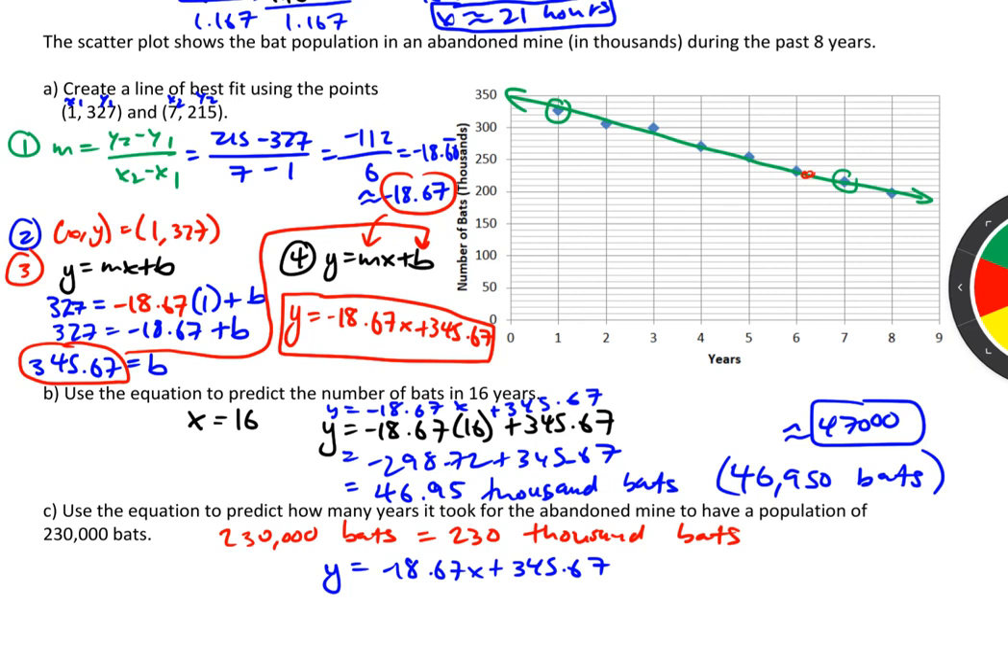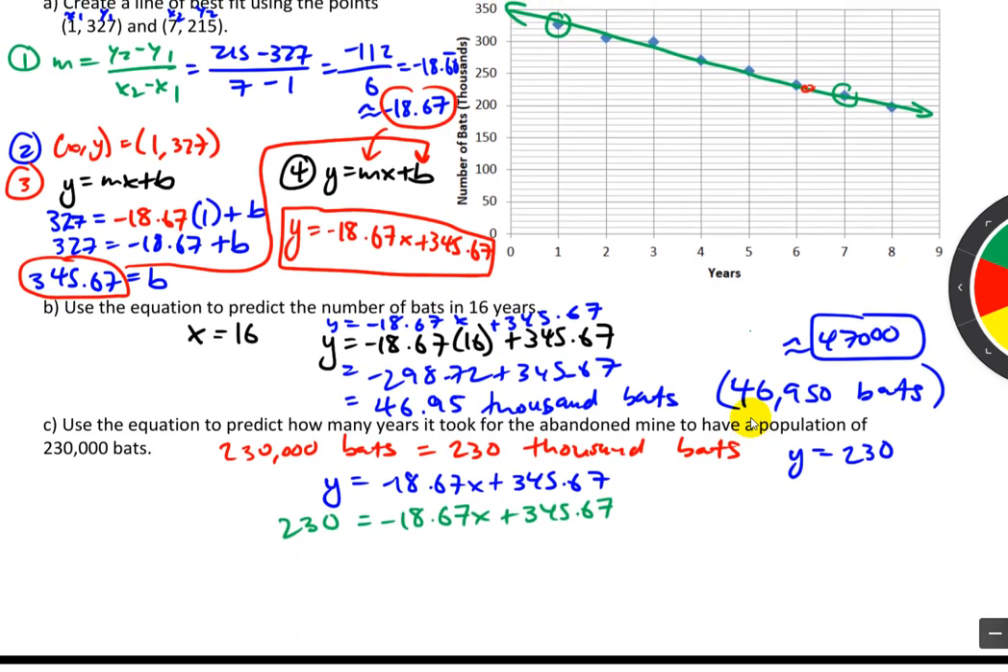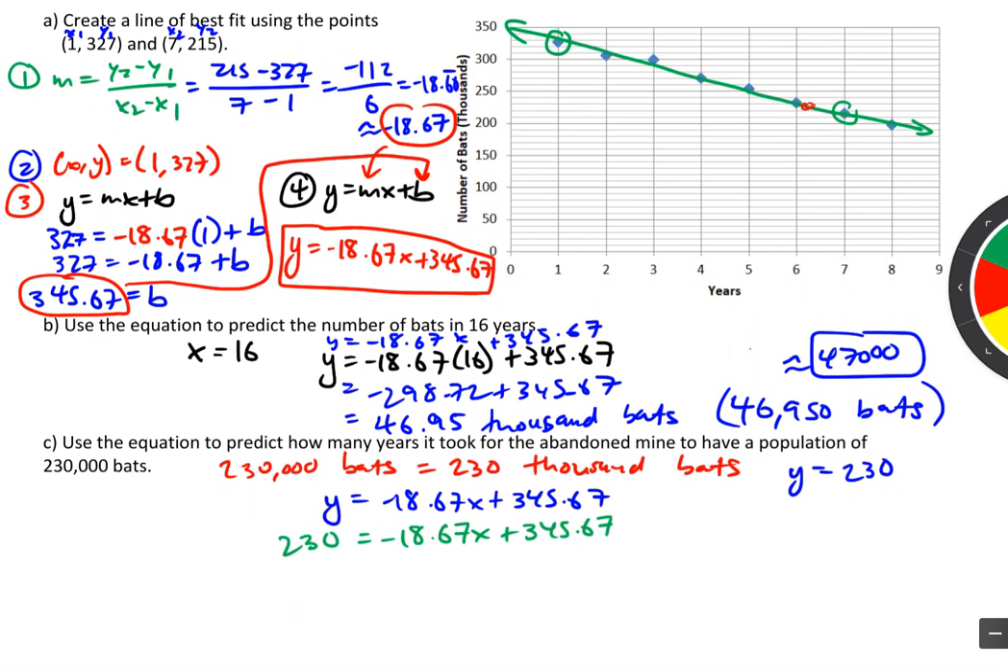So for letter B, we plugged in x. This one, I'm giving you y. I'm giving you the output. So y in this case is going to be 230. We're going to plug it in for y. 230 equals negative 18.67x plus 345.67. Now, in order to solve for x, generally what we're going to do is subtract 345.67 from both sides. So subtract 345.67. I'm going to go ahead and use my handy dandy calculator.